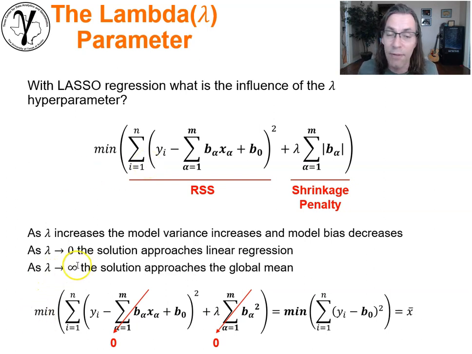If lambda approaches a very large number, the solution will approach the global mean, because as lambda goes to a very large number, we are shrinking all the model parameters. So these parameters right here go to 0, these parameters go to 0 right here, and the result is that we are left with just minimizing the squared difference between the training data and a constant value. The very best constant value we can come up with to minimize that squared error is, in fact, going to be the mean.